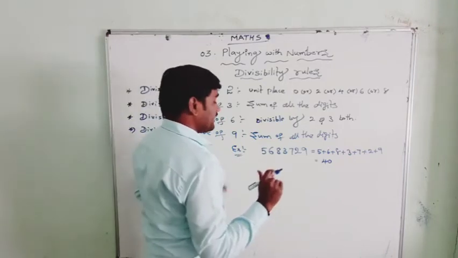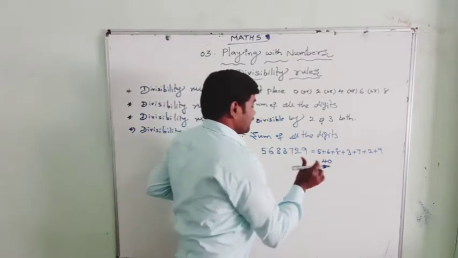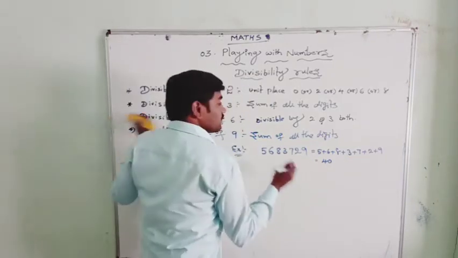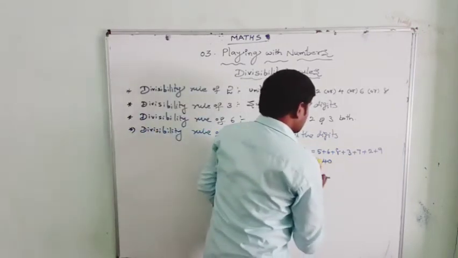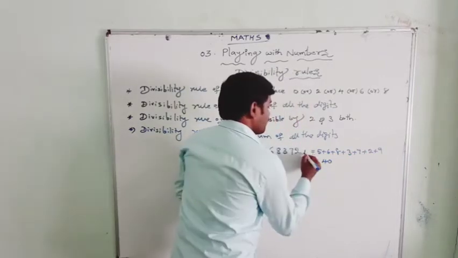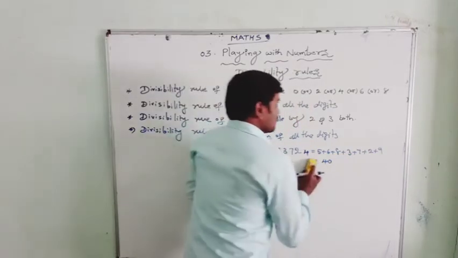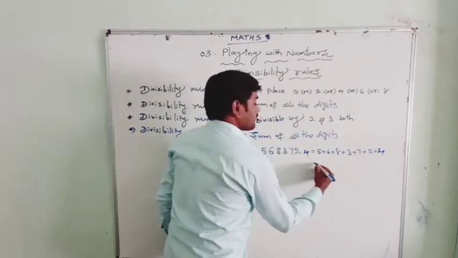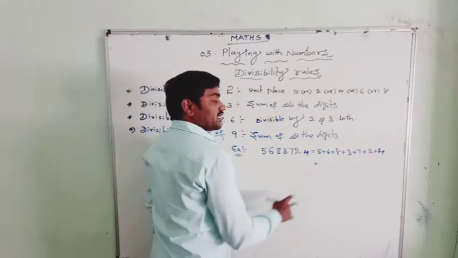So let me take one more number here. I will take one more example. Here 40 is not divisible, so let me take 35. I have to remove 5 here and take 4 instead. One more example. Let us add now and see what sum we get.